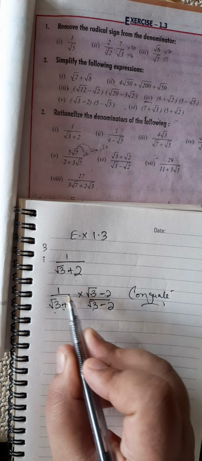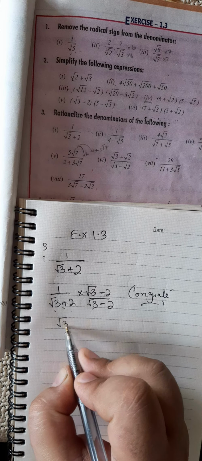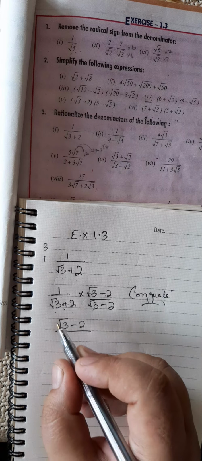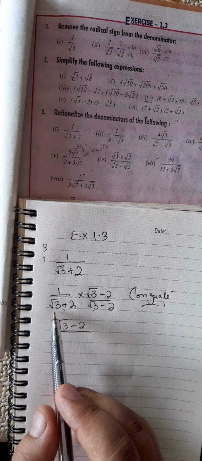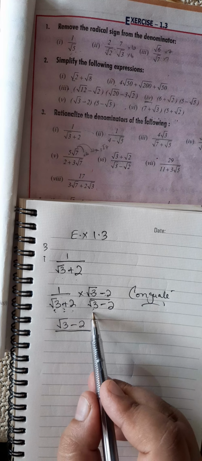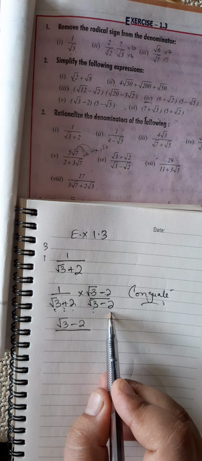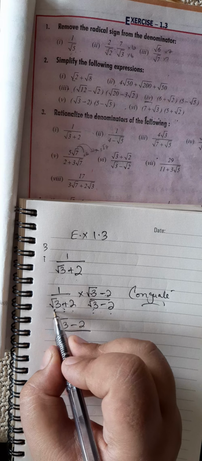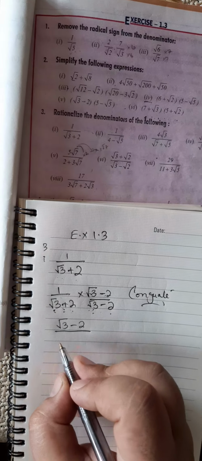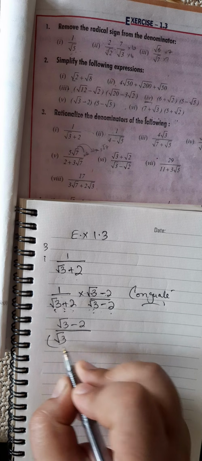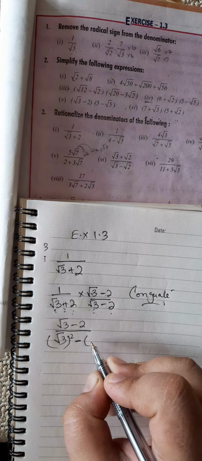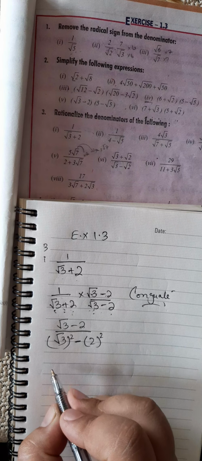When it's multiplying with 1, we get as it is under root 3 minus 2, and here we have under root 3 plus 2 and under root 3 minus 2. So it's basically the formula: this is A, this is A, this is B, plus and minus. So we can directly put A square minus B square, that is 3 square minus 2 square. So what do we get here?